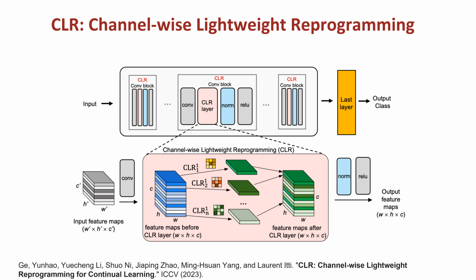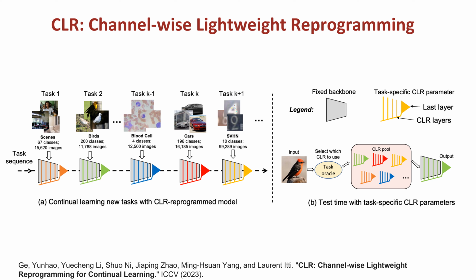To further optimize the parameter count, we omit the CLR layer following any 1x1 convolution layers. Consequently, the total additional parameters introduced by our method amount to just about 0.6% of the overall network size. Thus, for each task, we have specific reprogramming parameters and a linear head during the learning phase. During testing, a task oracle is required to extract these specific parameters for the corresponding task and perform classification.